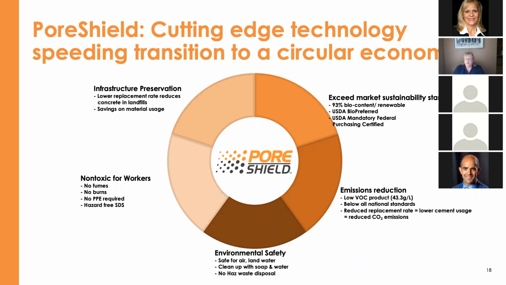It is providing emissions reduction. It's a low VOC product, below all national standards. Some, as we all know, of the most stringent standards are coming out of California, like South Coast Air Quality or CARB. Their threshold is 100 grams per liter. This material is 43.3 grams per liter, well below those standards. And by reducing replacement weight of concrete, you're reducing consumption of cement, which is one of the largest contributors to CO2 emissions.